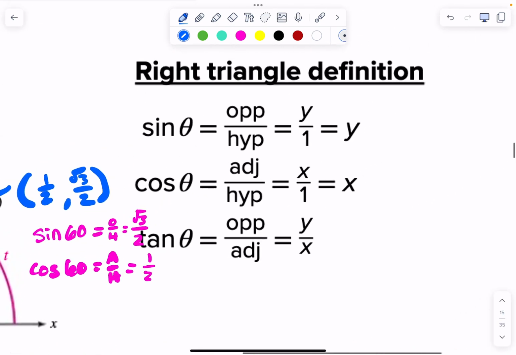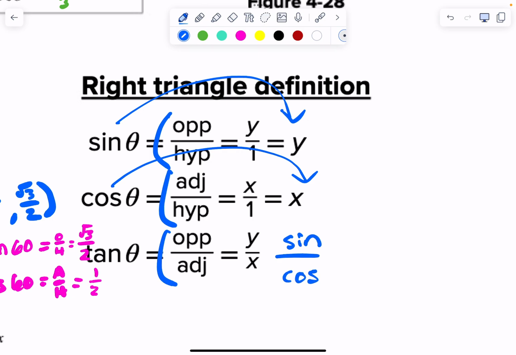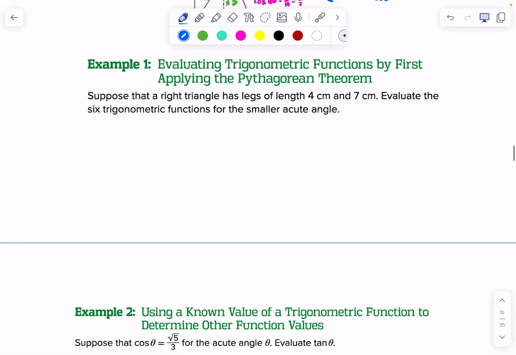So anyway, opposite over hypotenuse, opposite over adjacent, that is how that works for the unit circle. The sine is the y coordinate, the cosine is the x coordinate, and then tangent is sine over cosine. Write that down. Sine over cosine is what tangent is. Good? Okay. All right, let's do some problems here.